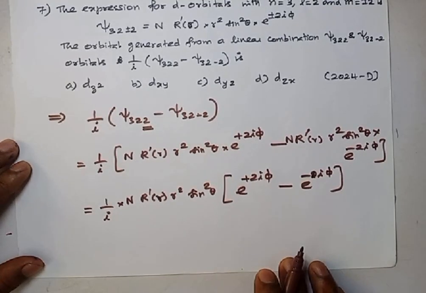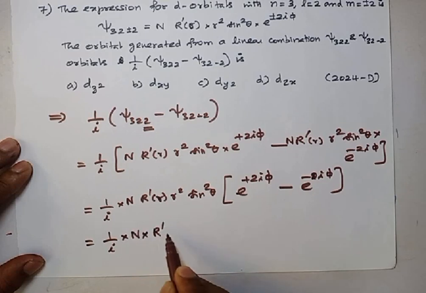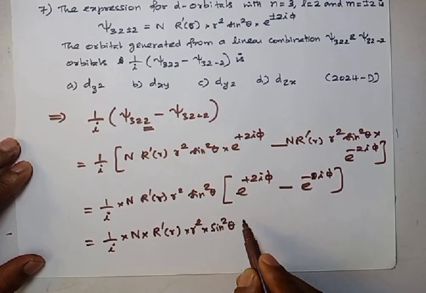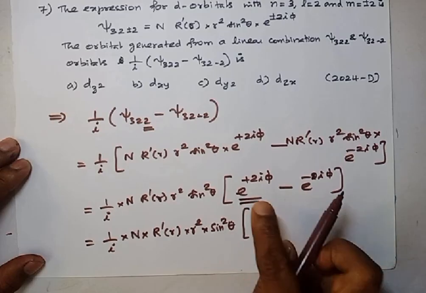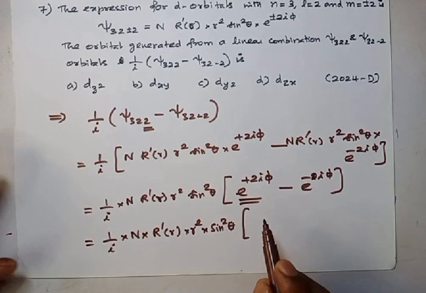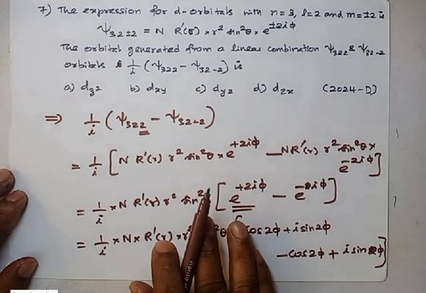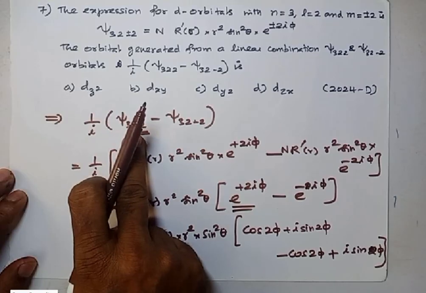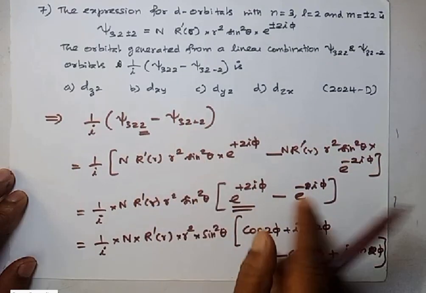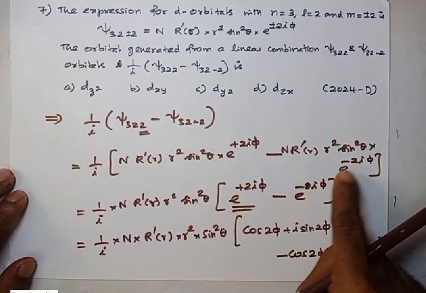Okay, it's a very simple one. Now listen: 1 by i, normalization constant, radial function, r square, sine square theta. And here you apply Euler's theorem. E power i theta is what, according to Euler's theorem? So what I did here: I used the wave function for psi 3,2,2 using the given information, and I used the wave function for psi 3,2,-2. Then I removed the common terms, and we are left with e power plus 2i phi here and minus e power minus 2i phi here.